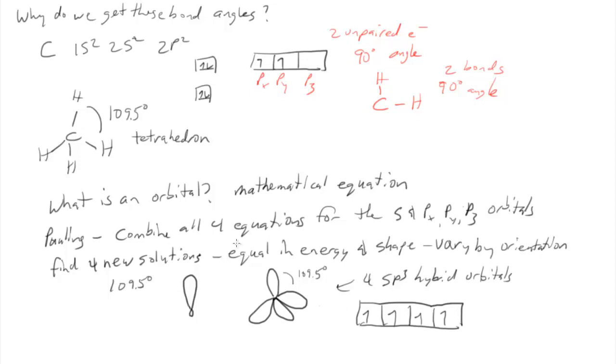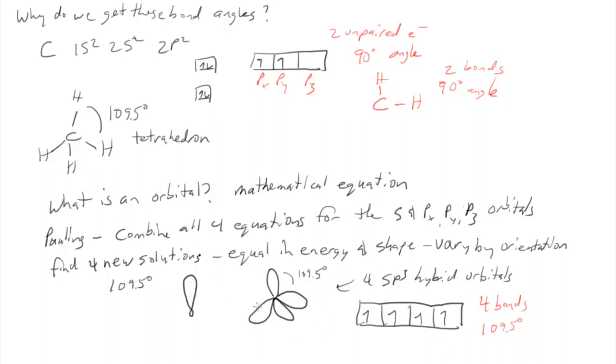Now that we have 4 unpaired electrons, we would say that carbon makes 4 bonds, and each of those bonds is going to be at a 109.5 degree angle. And that's exactly what we see in molecules with carbon. 4 bonds at 109.5 degree angles. So that's evidence that this idea of hybridization is a good idea, because it's a model that explains what we see in real life.